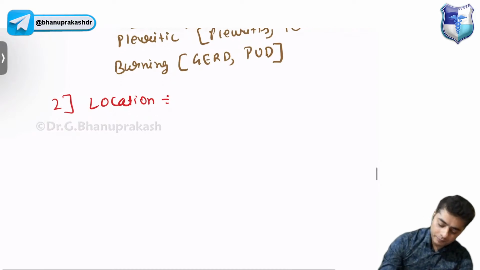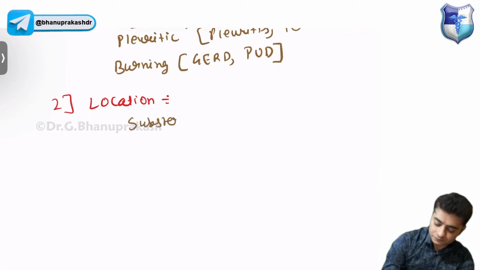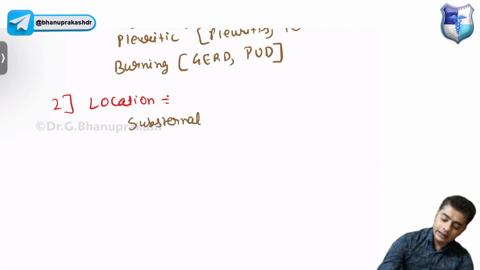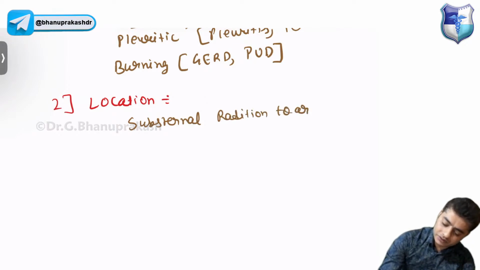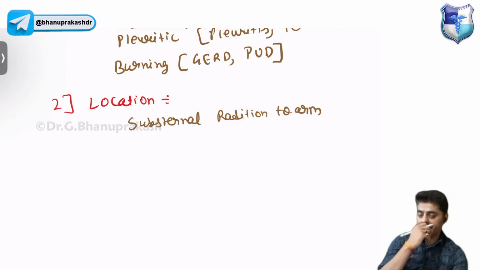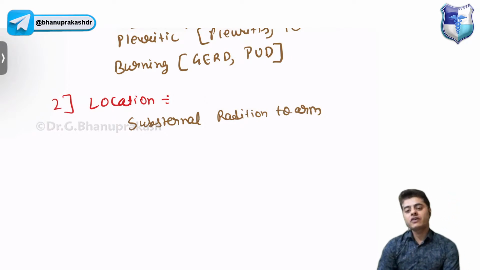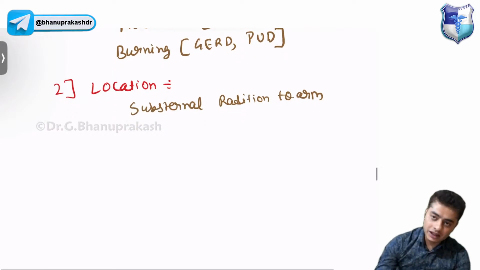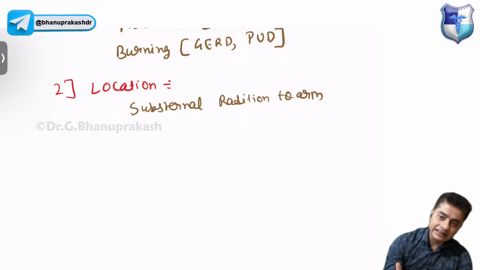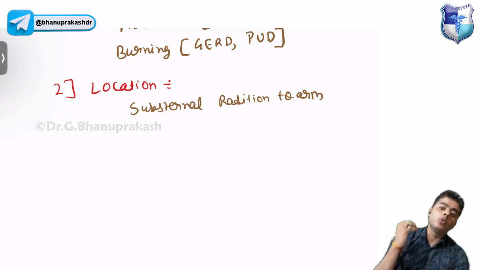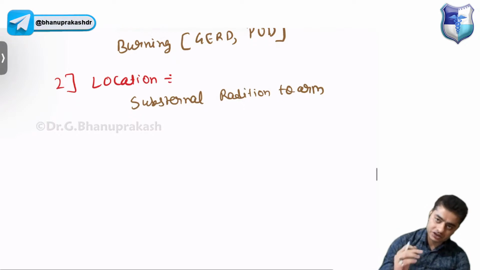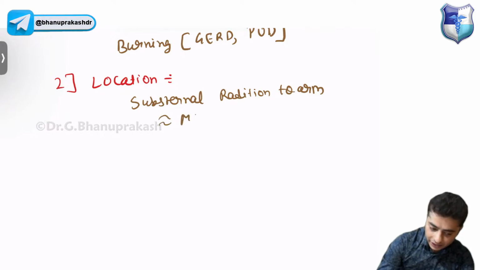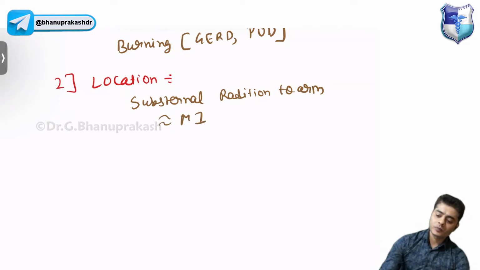Now, if pain is substernal, radiating to the arms, which arm has the highest chance of MI? You might say your left arm. No, it is the right arm, because in subsequent trials it has been seen that right arm pain carries the most likelihood, not left arm. So substernal pain with radiation to the arm is most likely your MI kind of pain.